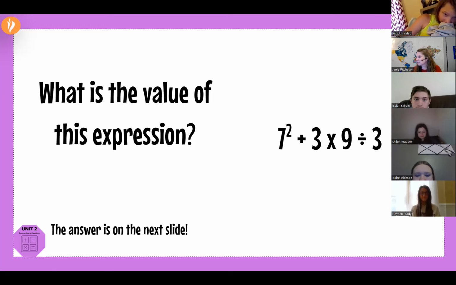Uh-oh, that's not what I got. No, that X is not a variable. Sorry, it's a multiplication problem. It's a multiplication sign.